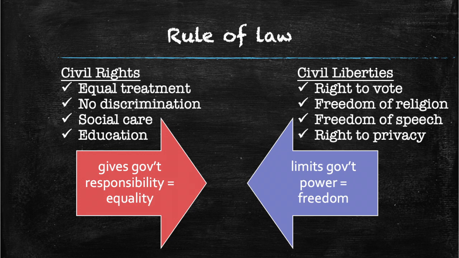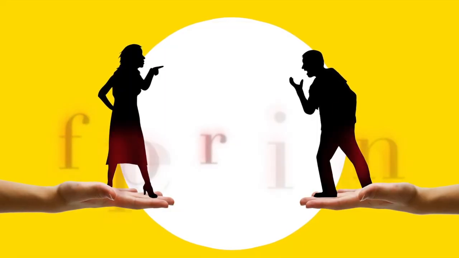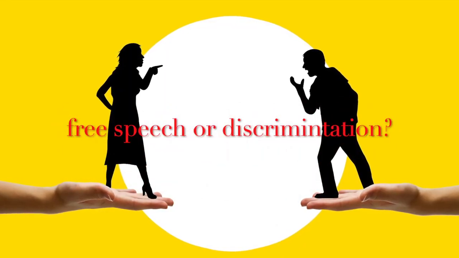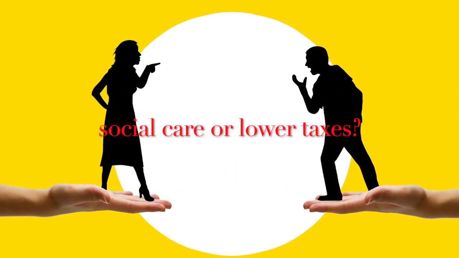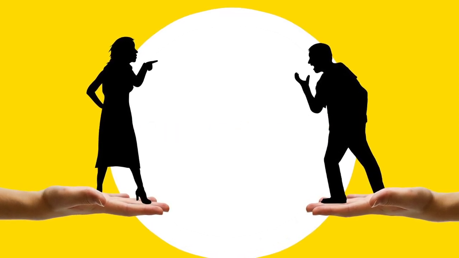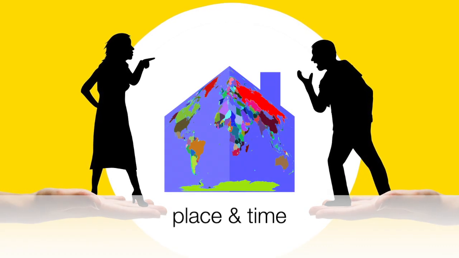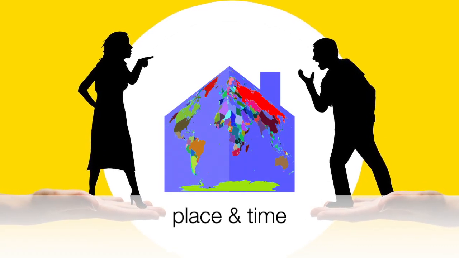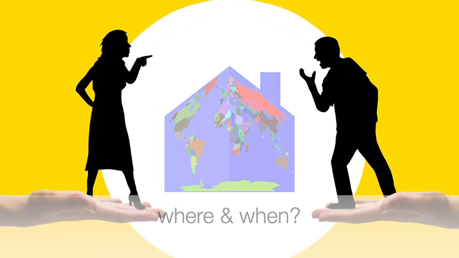But what happens when these basic values and rights conflict with one another? For example, does freedom of speech include discriminatory speech? And when does government-provided care result in insufficient freedom of choice? Such endless discussions are usually largely shaped by the values of a place and time. Where and when you live will determine how these questions are answered.